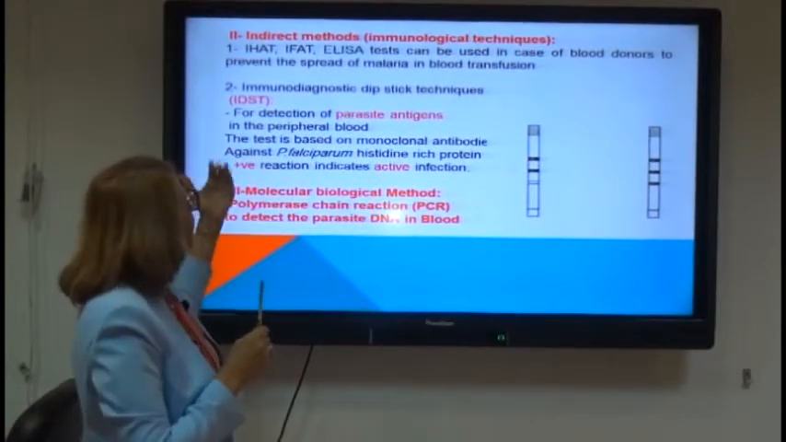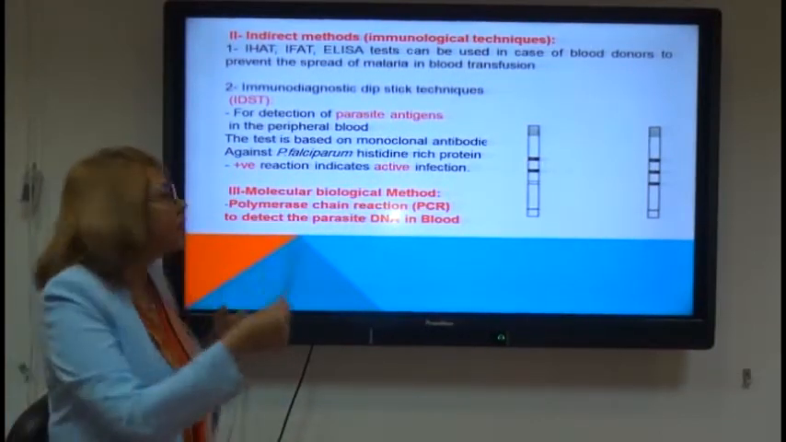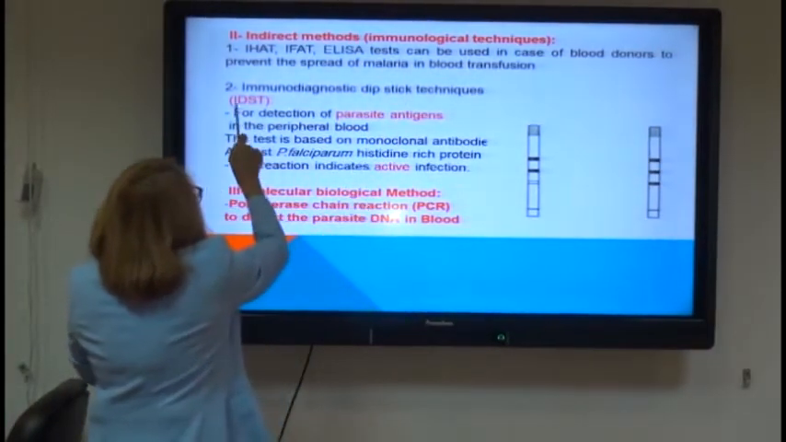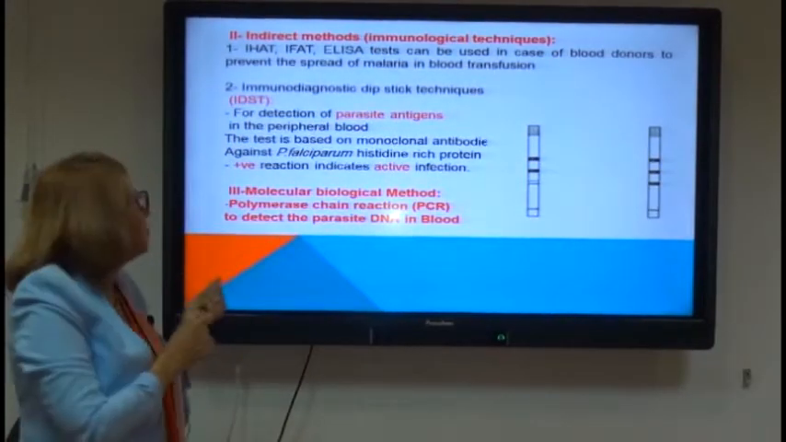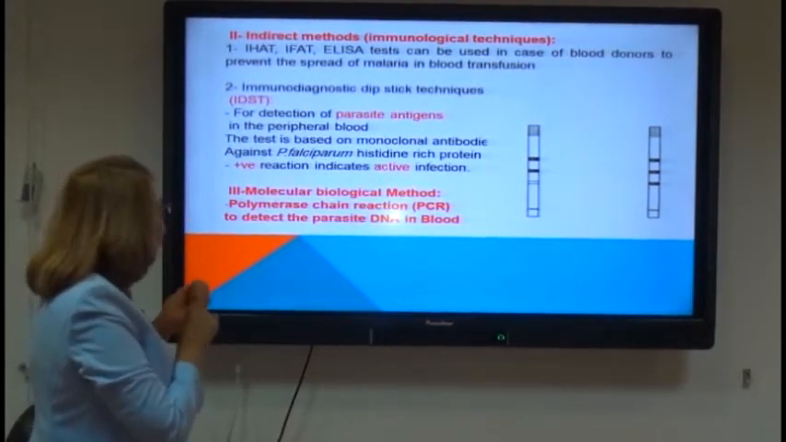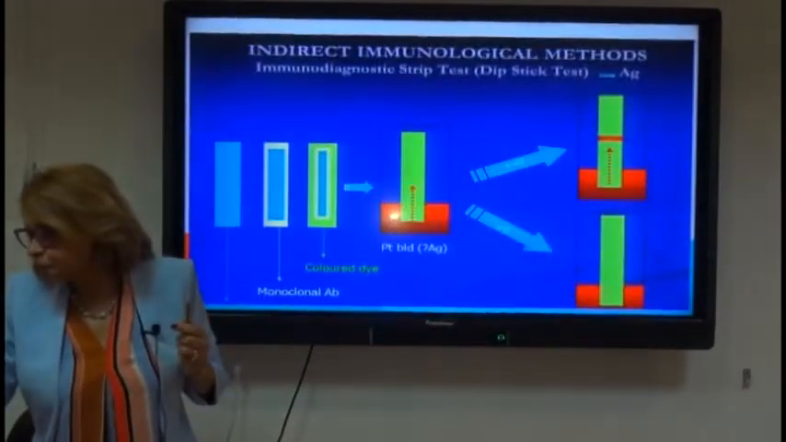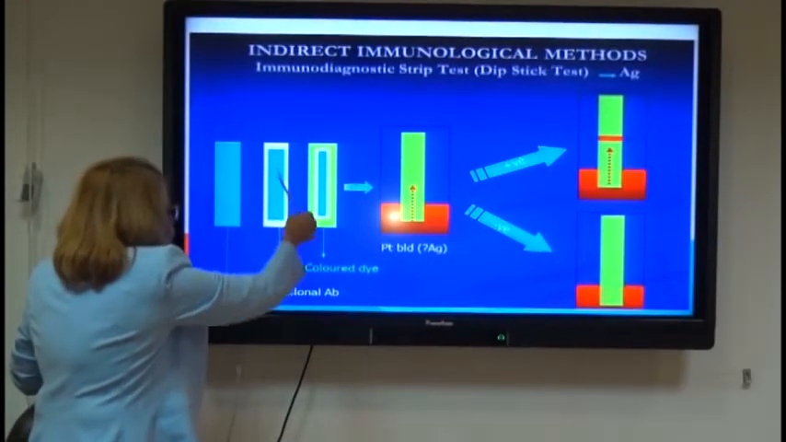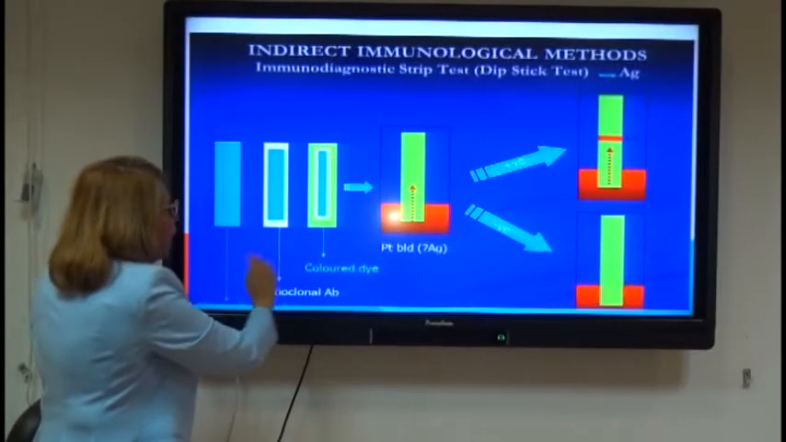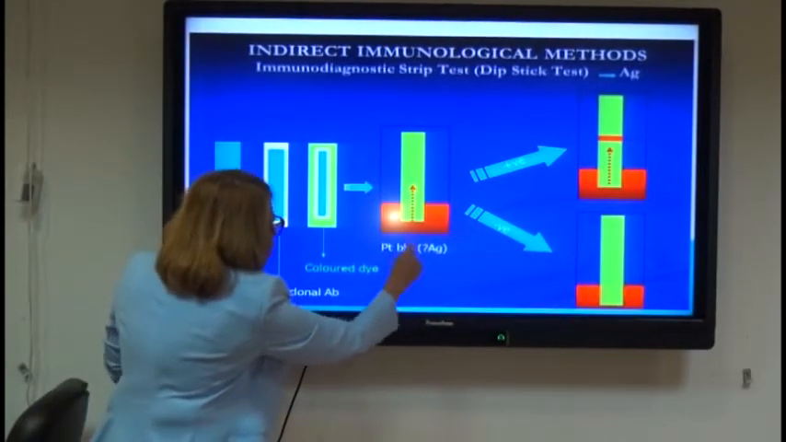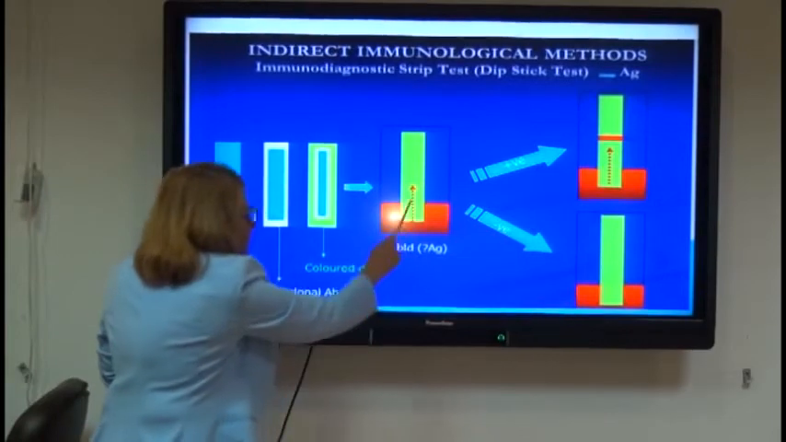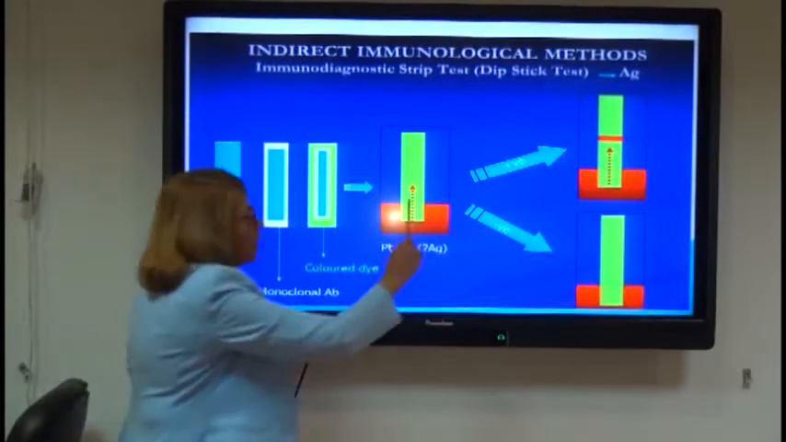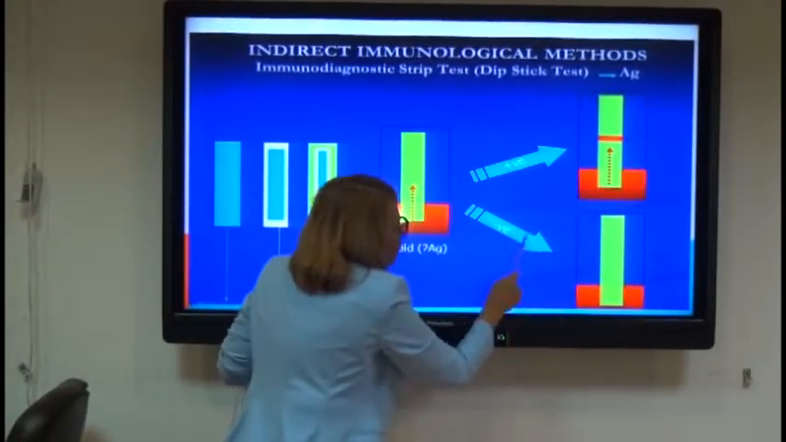The more important and more diagnostic test is the detection of the parasite antigen. It is the immunodiagnostic dipstick test. There is a nitrocellulose paper soaked with monoclonal antibodies and a colored dye, then the patient's blood is applied. If it contains the parasite antigen, mainly histidine-rich protein in falciparum, it is positive. If not, it is negative.